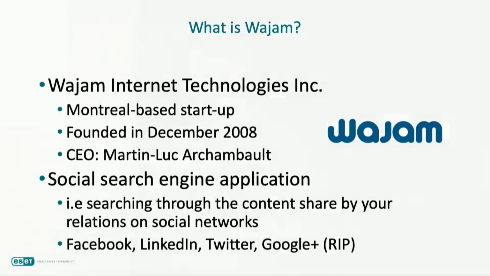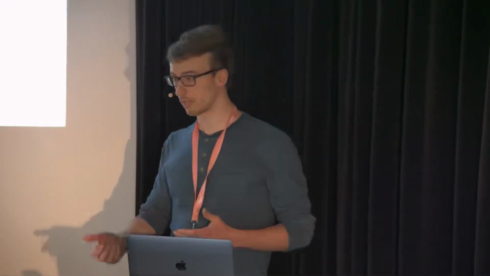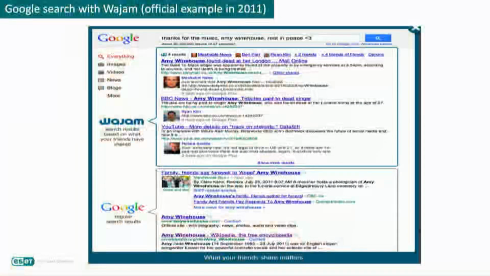Basically, it allows searching through the content shared by your relations on social networks like Facebook, LinkedIn, Twitter, or even Google+, which doesn't exist anymore, unfortunately. And here is an example of what result you could expect when using Wajam. When you use an online search engine like Google, for example, it will give you the content shared by your friends on social networks related to the keywords you search for.